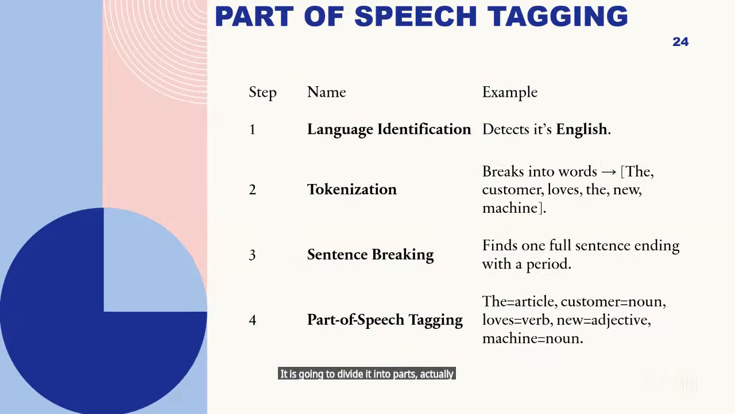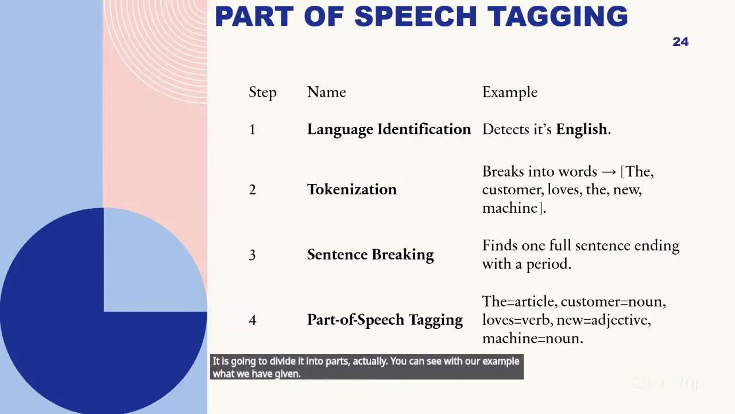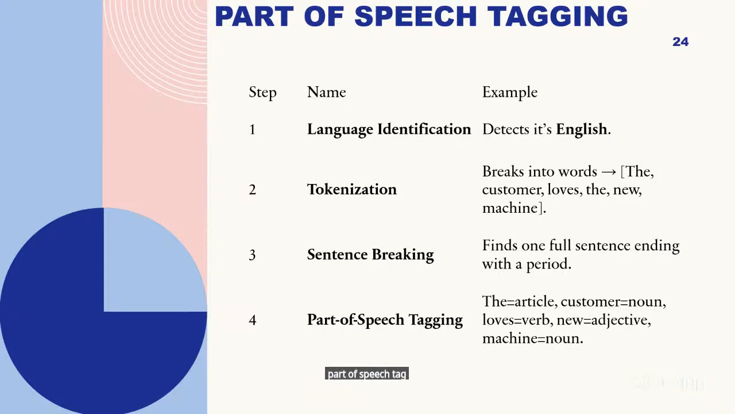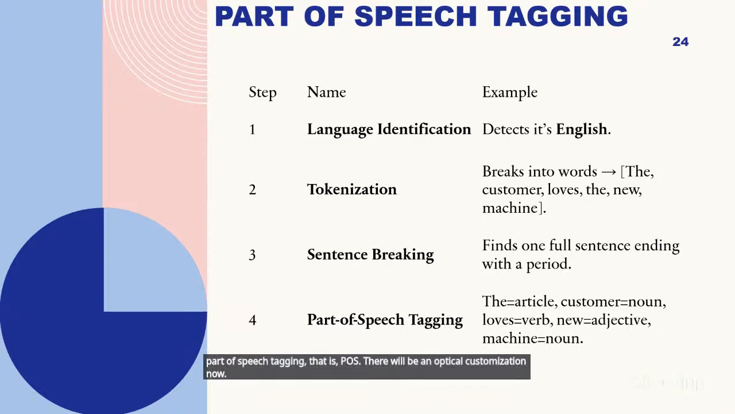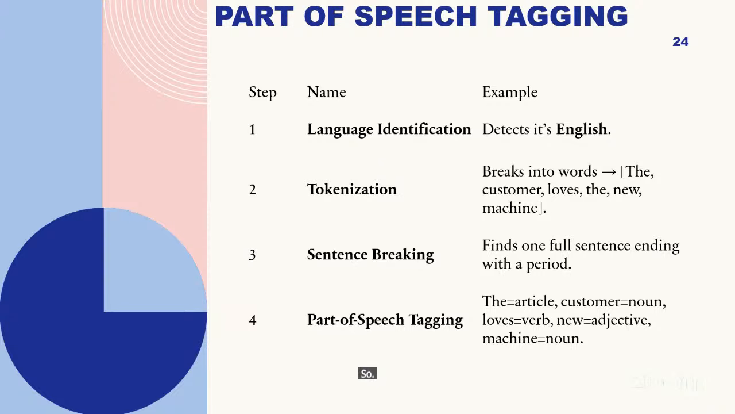You can see with our example what we have given. Part of speech tagging, that is POS. The will be an article, customer is a noun, loves is a verb, new is an adjective, again machine is a noun. So this is the way it is going to divide the sentence, breaking the output.